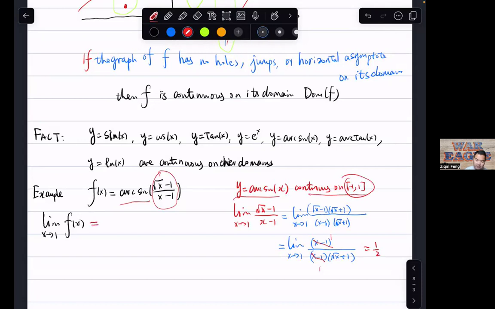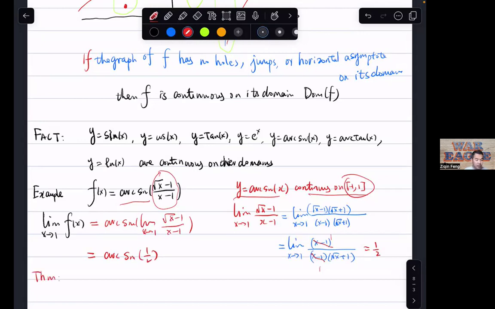So this is arc sine of the limit as x goes to 1 of (square root x minus 1) over (x minus 1). Because the inside function converges to a fixed point, and this point is in the domain of the outer function, this is basically arc sine of 1/2. This is pi over 6 if you know the unit circle.